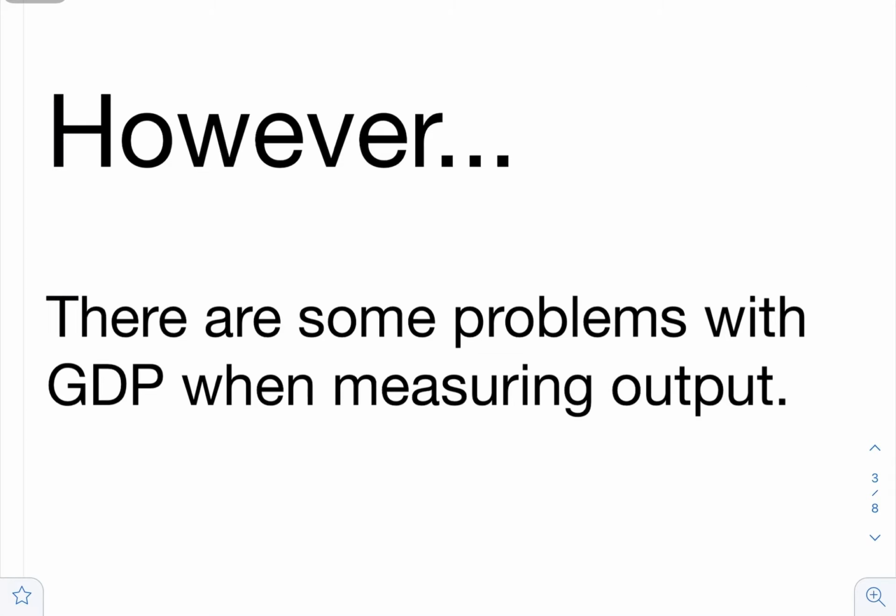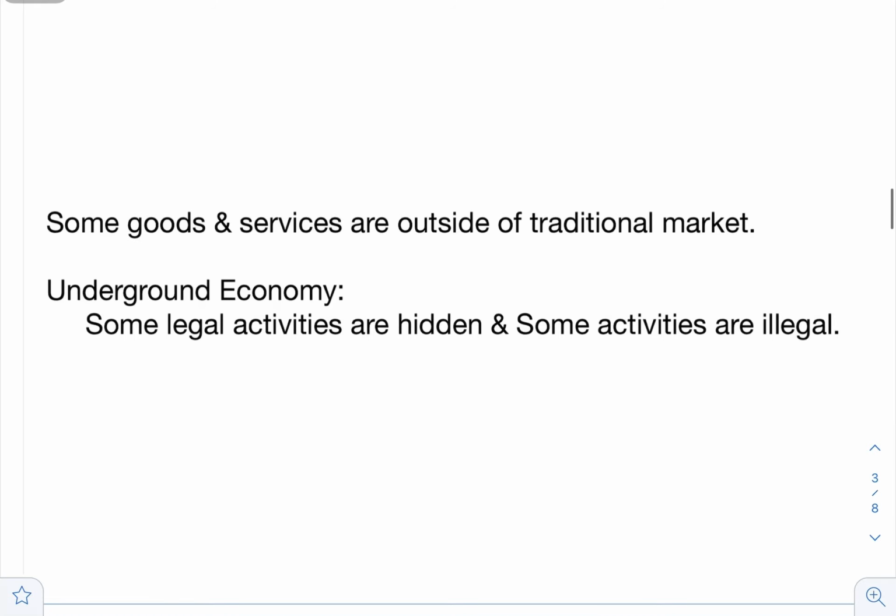However, there are some problems with GDP when measuring output. First, some goods and services are outside of the traditional market, which means no money is exchanged for them, so they are not included in GDP calculations. For example, people who plant vegetables in their own garden just for their family to have meals, it is not counted in GDP.